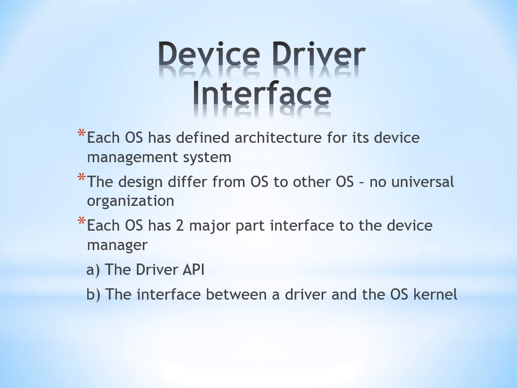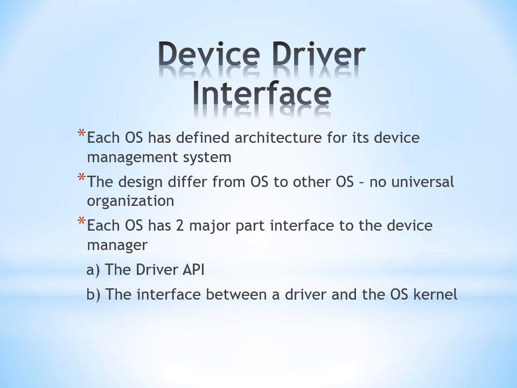Okay, so now we are going to the device driver interface. We continue our lecture. Each operating system has a different architecture for its device management system. Linux has its own architecture to manage devices. Windows is also different, and Mac is also different. So the design of the device driver interface differs depending on the operating system. There is no universal organization that uses the same device driver interface.